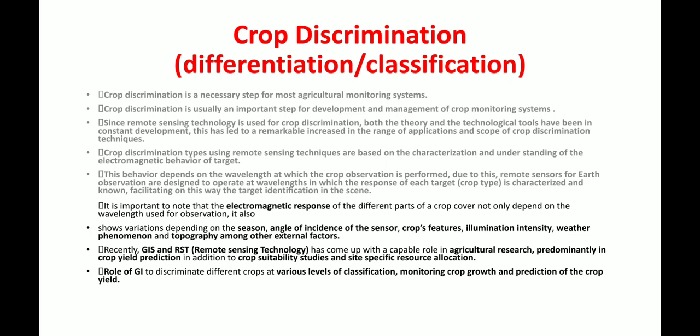Crop discrimination is a necessary step for most agriculture monitoring systems. It is usually an important step for the development and management of crop monitoring systems. We have to discriminate, classify or differentiate the crops according to their phenological stages, their chlorophyll synthesis or pigmentations, their wavelengths, or their growth stages.